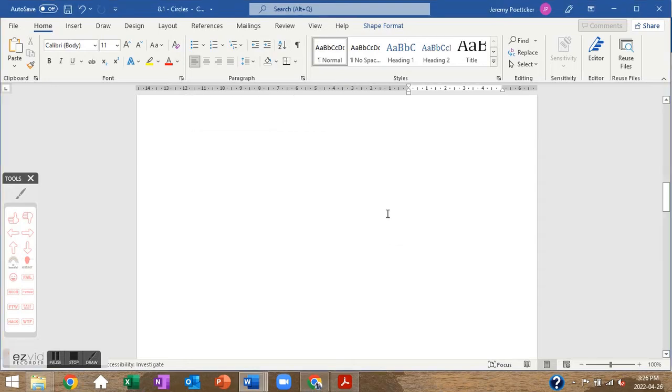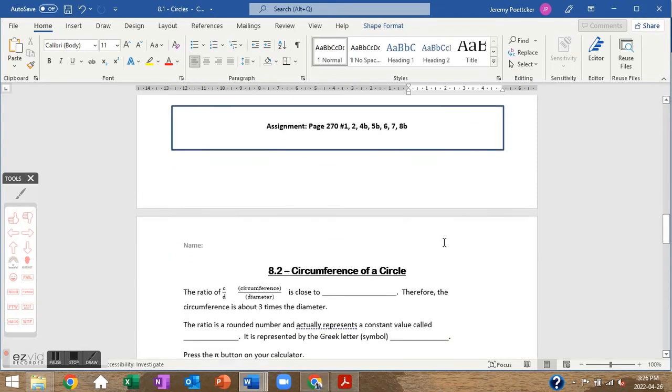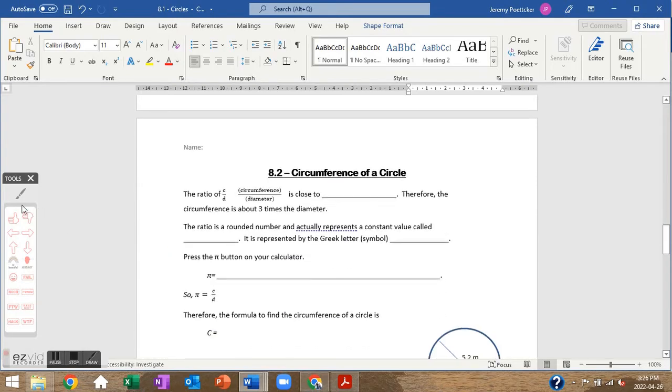Right. There's an assignment to go with that. It's a pretty easy one, so I'm going to go through some more notes with you here right away first. All right, so the ratio of circumference, C over D, circumference divided by diameter, is close to 3. Therefore, the circumference is about 3 times the diameter. What is the circumference, you might ask? Well, the circumference is the fancy word we use for the perimeter of a circle. It's the distance around the outside.